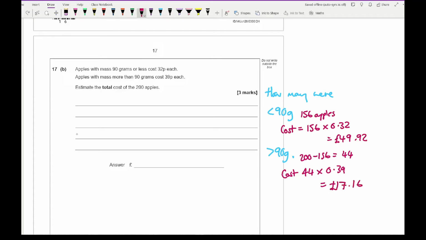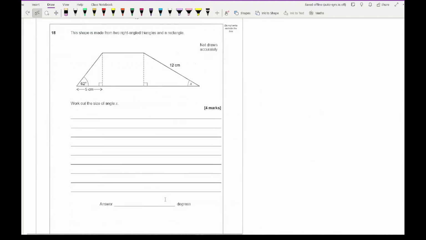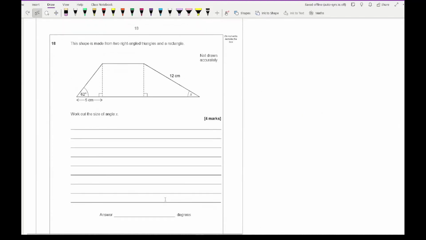And then all I need to do is add those numbers up. So 49.92 plus 17.16, and if I do that now, I get an estimated amount of £67.08. Then moving on to question 18, it says this shape is made from two right angled triangles and a rectangle. Work out the size of angle X.